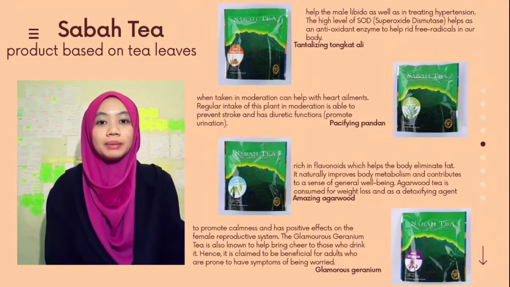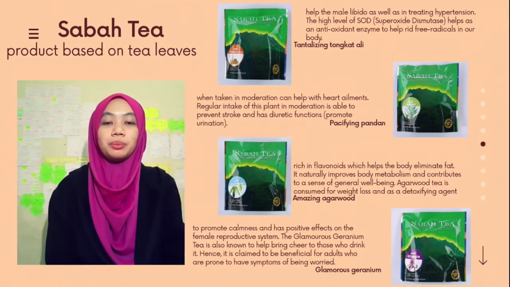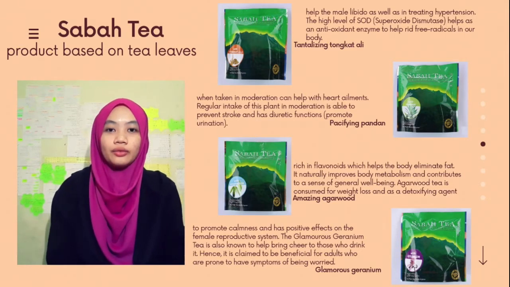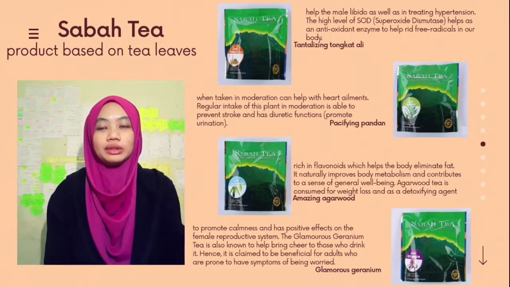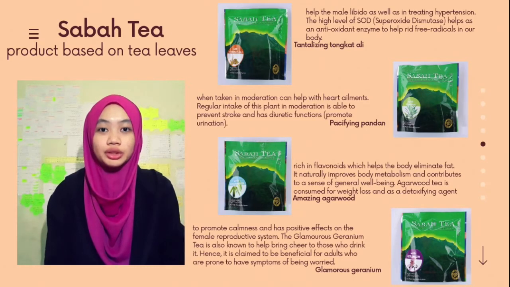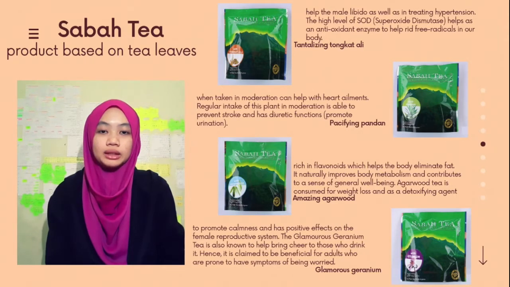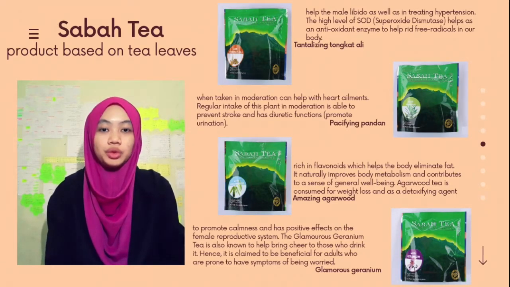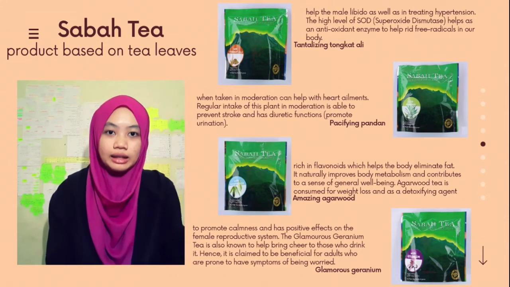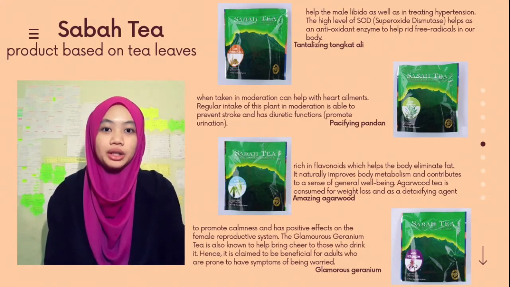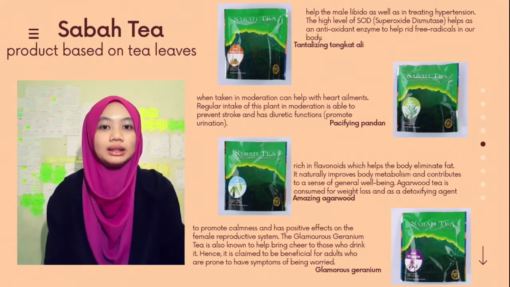There are 2 companies that I chose which are using product focus strategy. The first one is Sabati and the second one is Desa. Let's take a look at Sabati first. Sabati produces their products based on tea leaves. The products that the factory produces are tantalizing tongkat ali, pacifying pandan, amazing agarwood, glamorous geranium, and many other varieties of products based on tea leaves.